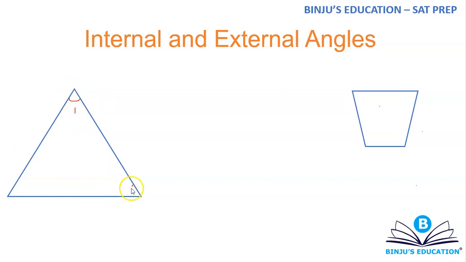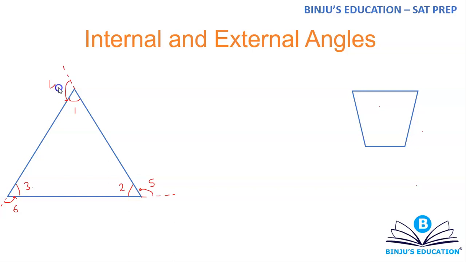Let's name the 3 internal angles as 1, 2 and 3. And let's name the 3 external angles as, let's call this 6, let's call this 5, and let's call this 4.